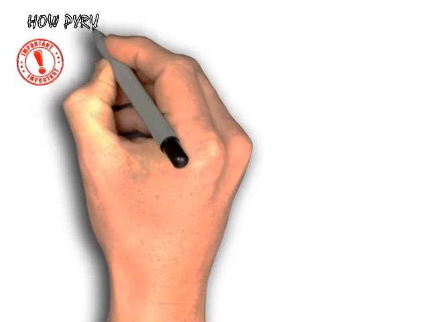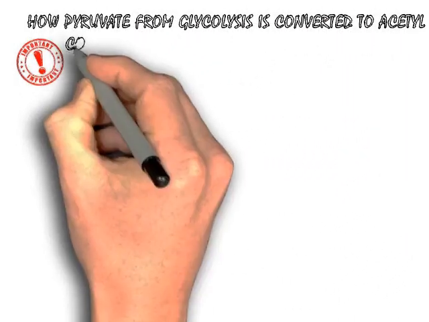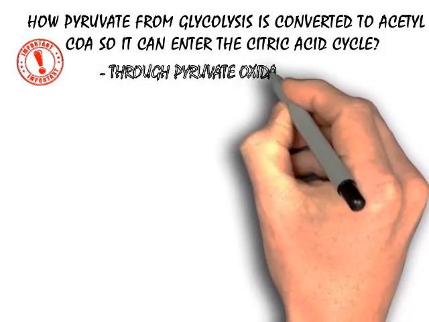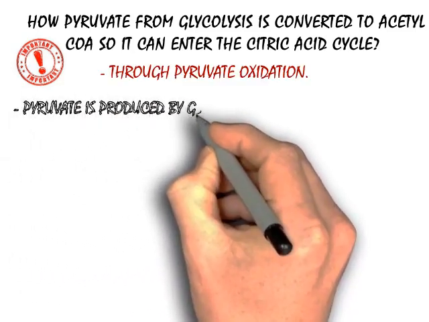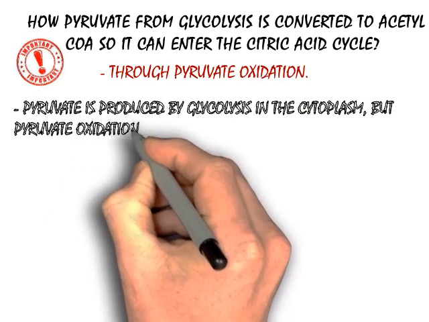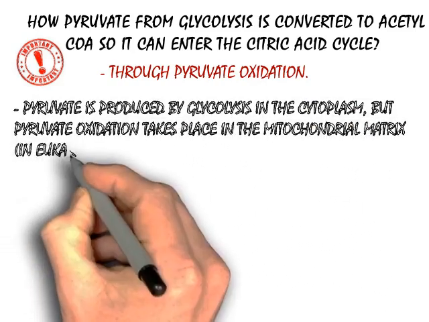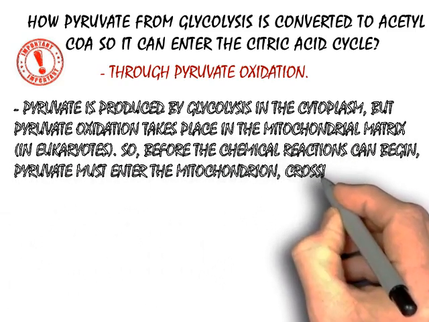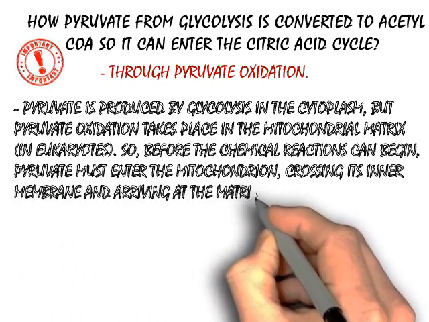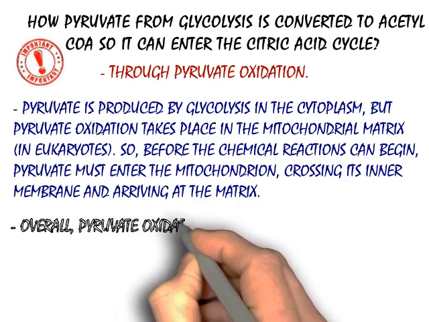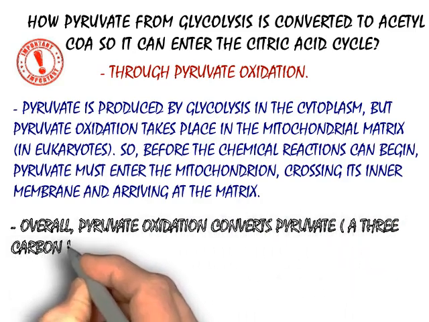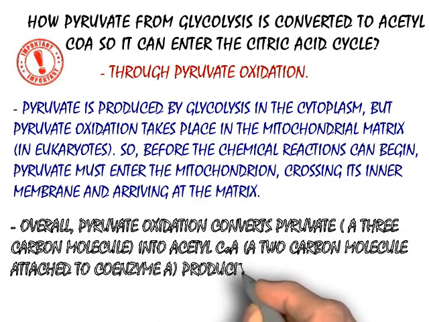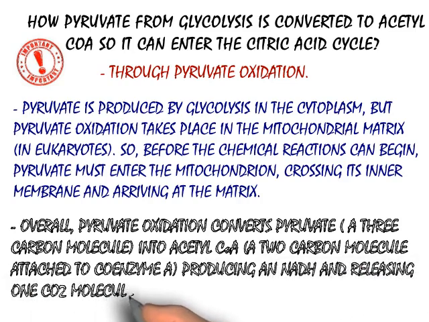Now the question arises: how is pyruvate from glycolysis converted to acetyl-CoA so it can enter the citric acid cycle? The answer is through pyruvate oxidation. Pyruvate is produced by glycolysis in the cytoplasm, but pyruvate oxidation takes place in the mitochondrial matrix. So before the chemical reactions can begin, pyruvate must enter the mitochondrion, crossing its inner membrane and arriving at the matrix. Overall, pyruvate oxidation converts pyruvate, a 3-carbon molecule, into acetyl-CoA, a 2-carbon molecule attached to coenzyme A, producing an NADH and releasing one carbon dioxide molecule.